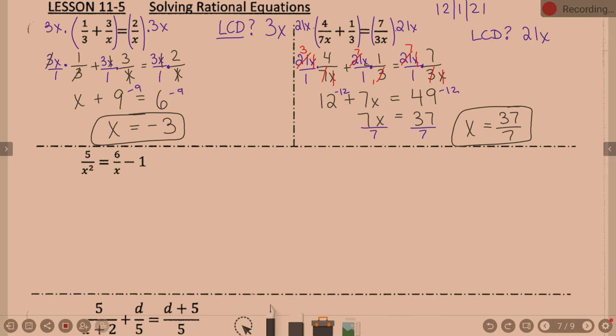5 over x squared equals 6 over x minus 1. My question to you: what is the least common denominator? I have denominators of x squared and x. So for the least common denominator, we go with the highest power. My highest power is x squared. So we're going to multiply both sides of the equation by x squared.